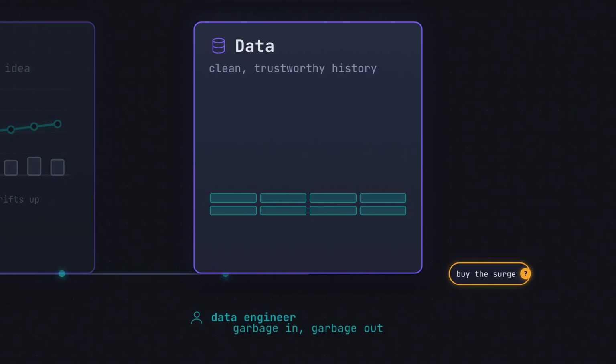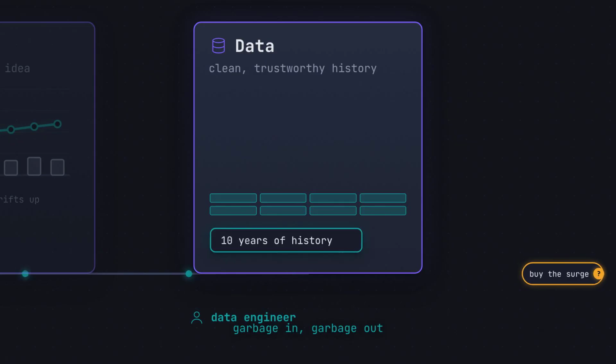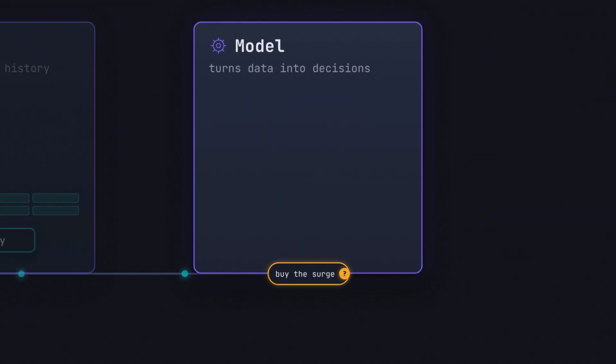Think of a chef's ingredients. The best chef in the world cannot cook a good meal from spoiled ingredients. Models are the same. There is a phrase for this: garbage in, garbage out. For our idea, the data engineer prepares years of clean history on prices, orders, and trades. Now, the idea can finally be tested. Next, the quant researcher takes over.